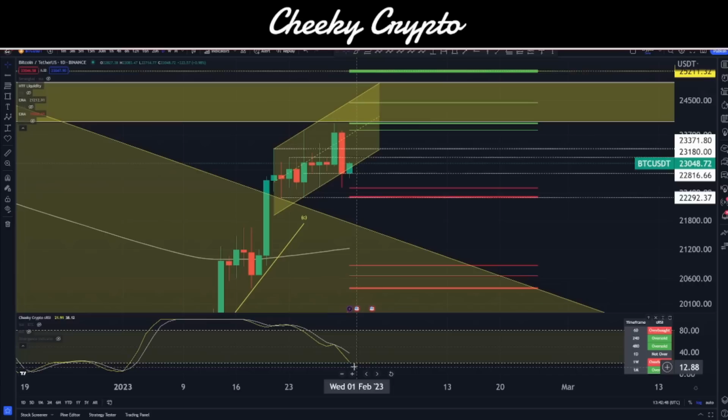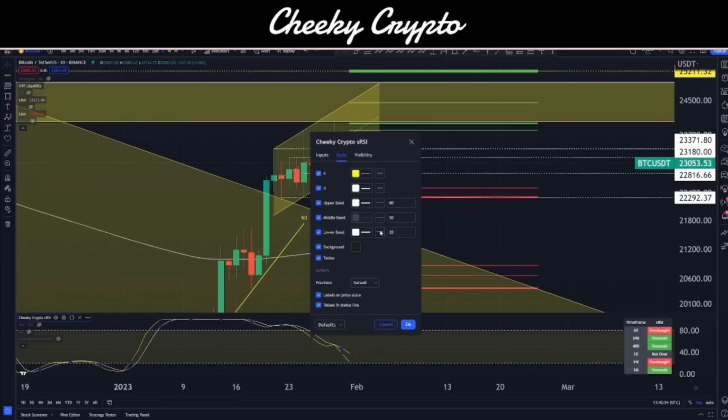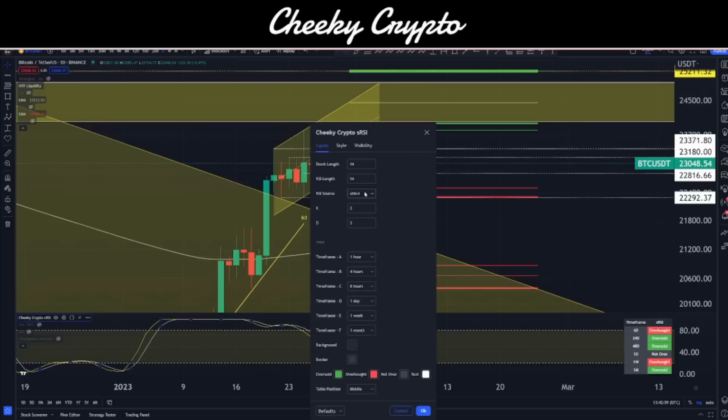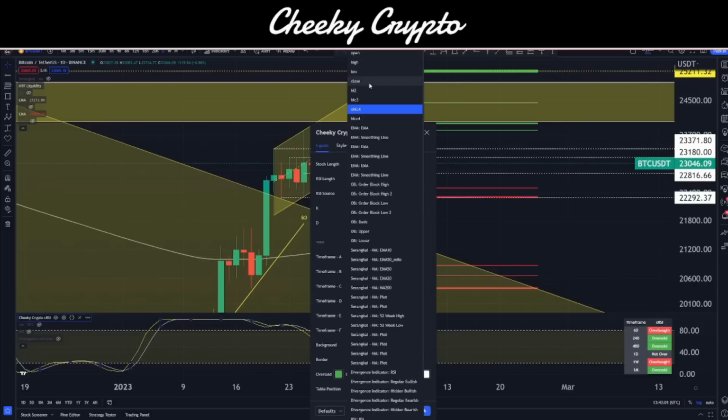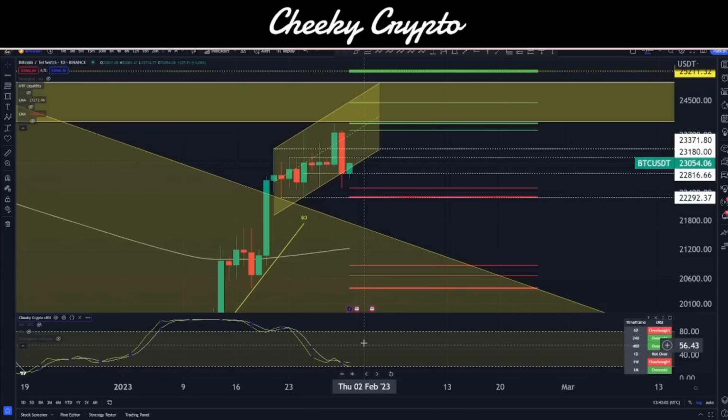We are heading into the oversold area. We're not there yet on the RSI, the cheeky stochastic RSI. If I come into my settings here, though, I just want to check a couple of things with my inputs. I've got it on the average. If I change this over to the close, which is the default position, you can see how these things change around a little bit.